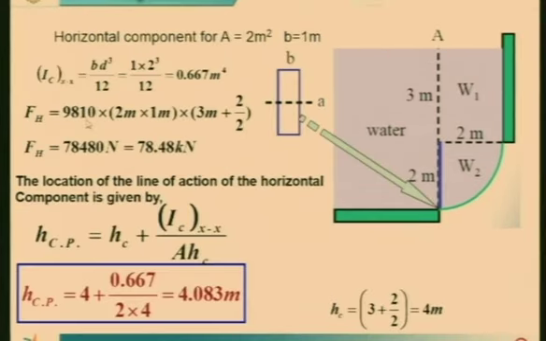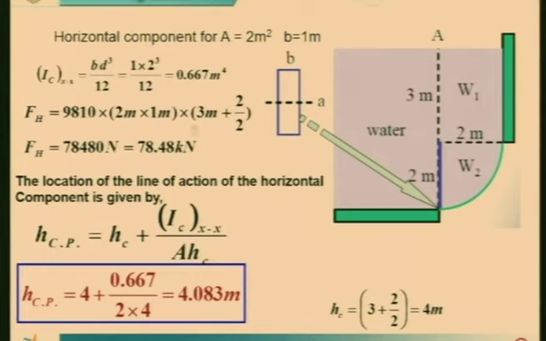FH is equal to 9810 into 2 into 1, which is the projection. I think you can see projection I have shown here, 2 by 1. This is 2 meter and this B is 1, which is written here. Is it okay? Into the HC, which is nothing but 3 plus 2 by 2, and the value is 78.48 kilonewtons.